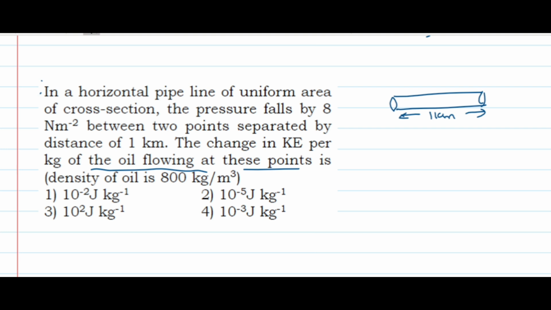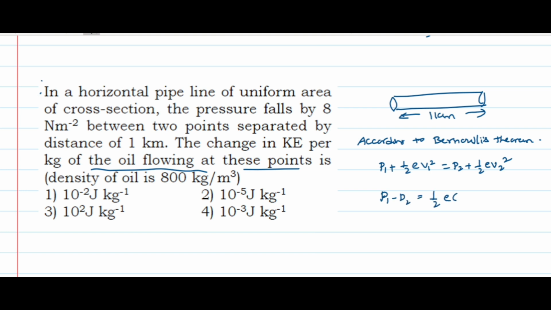For a horizontal pipe, according to Bernoulli's theorem, you can write P1 plus half rho V1 square equals P2 plus half into rho into V2 square. Then the pressure falls by, it's given. So you can write P1 minus P2 equals half into rho into V2 square minus V1 square.